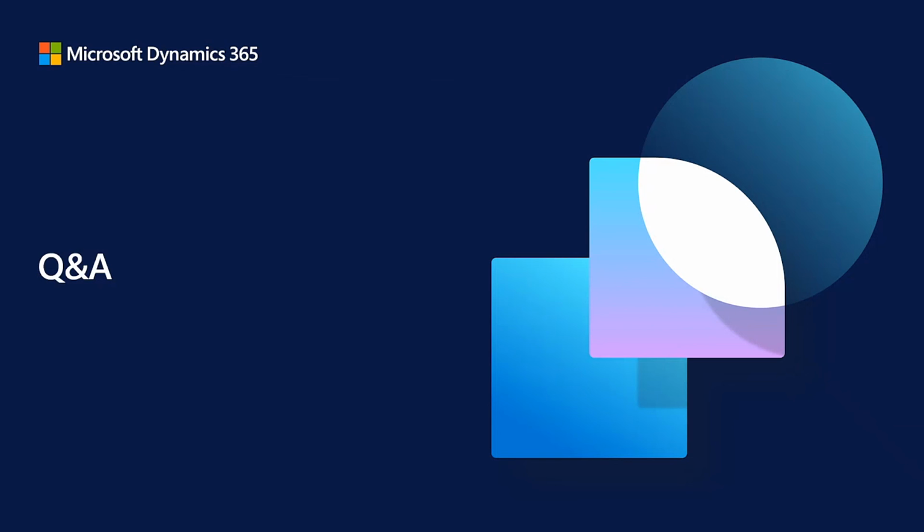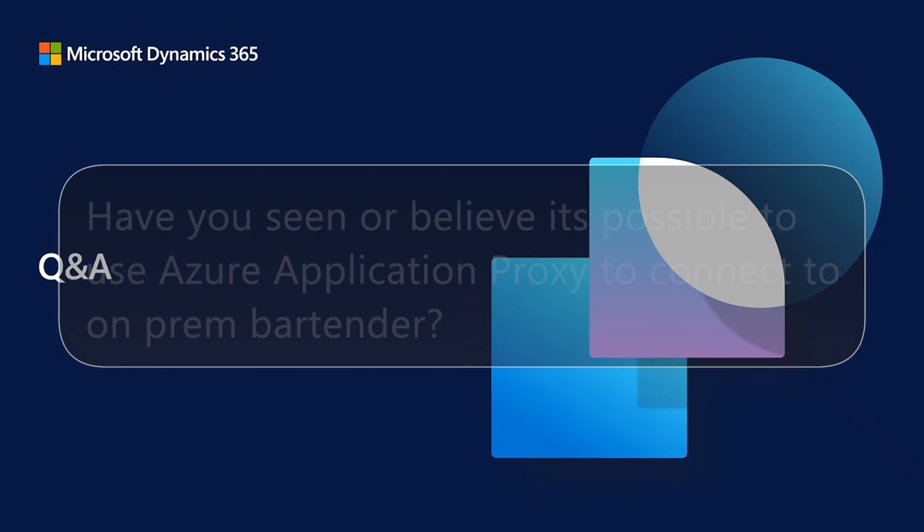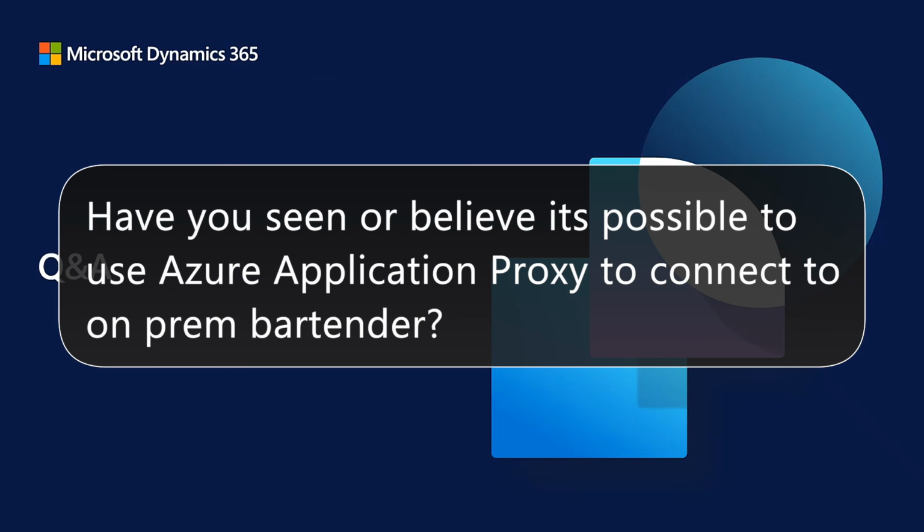All right. Moving on to the next question here. Have you seen or believe it's possible to use Azure Application Proxy to connect to an on-prem Bartender? Or would something more specific like Azure API be needed? So I think the biggest problem will be in the authentication to the Azure Application Proxy. I have not seen that working. I know it works with APIM. APIM is like the Swiss Army knife of these manipulations. For Azure Application Proxy, I'm not sure it would work.